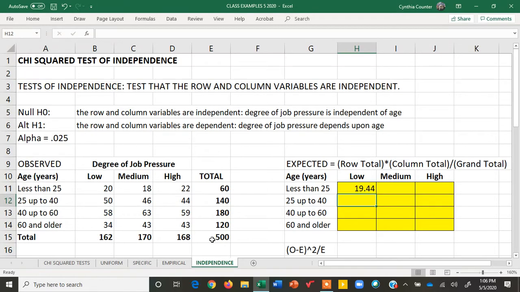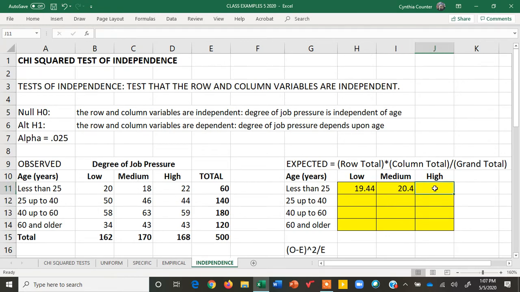Let's do that again. I'll do it a couple more times, because I want to do medium and then high, and then I'll show how we can just copy this straight down. So if we want less than 25 and medium job pressure, then we will have the same total for less than 25. And now the new total for medium is 170, and we divide that by the grand total of 500 to get 20.4. Notice our first expected frequency was 19.44, and our observed was 20. That sure looks pretty similar. The second expected frequency we computed was 20.4, and the observed was 18.